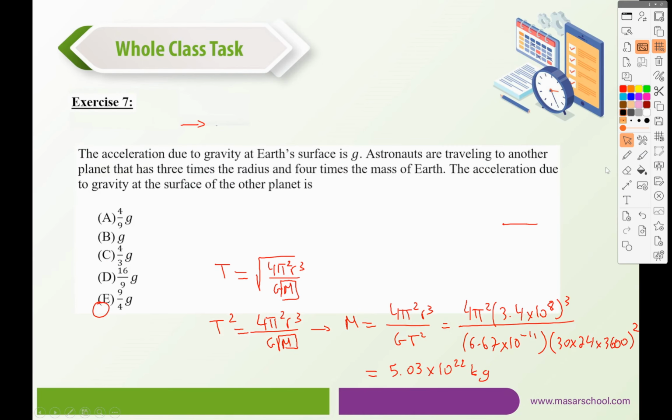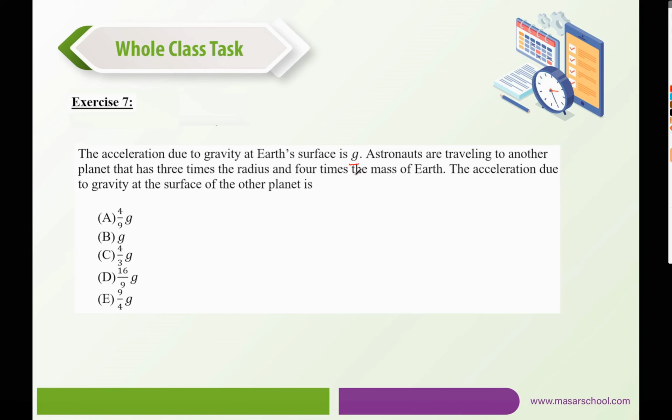Again, the acceleration due to gravity at the Earth's surface is g. Astronauts are traveling to another planet that has 3 times the radius, then the radius would change by a factor of 3, and 4 times the mass of Earth, then the mass would change by a factor of 4. We're interested in the acceleration, which is GM over r squared. Now we can apply the factor of change. That would be 4 divided by 3 to the power of 2, which is basically 4 over 9, making A the correct answer.